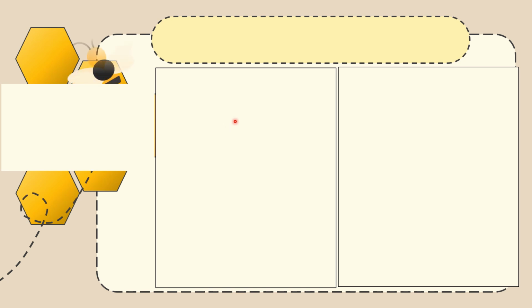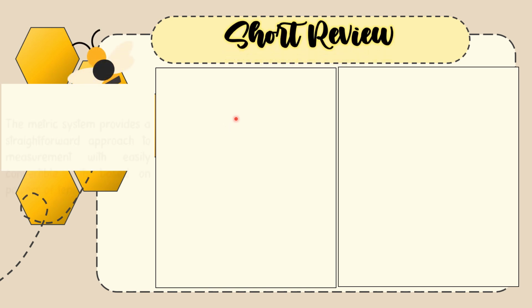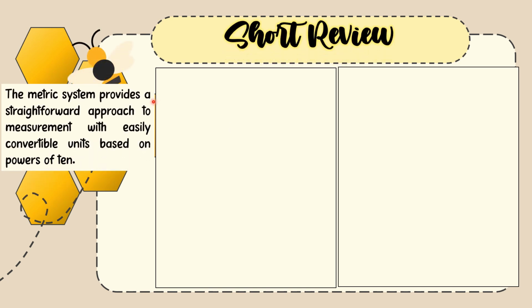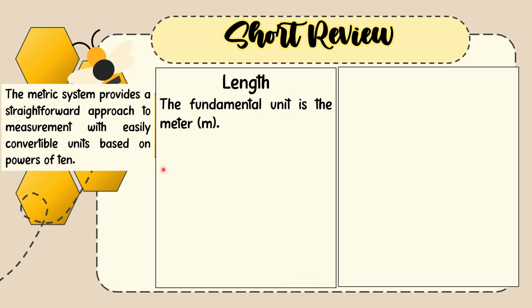Now, before proceeding, let us first have a short review. So the metric system provides a straightforward approach to measurement with easily convertible units based on powers of 10. So here are some of the basic units of the metric system for length. The fundamental unit is the meter.